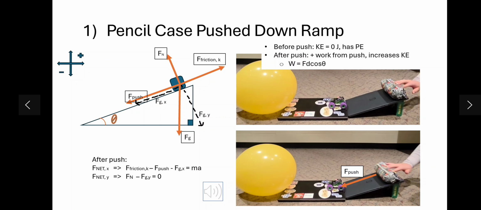Before the push, kinetic energy is 0 and there is gravitational potential energy. And after the push, there is a positive work from the push, which increases kinetic energy. The equation for the work is work equals force times displacement times cosine of theta, where theta is the angle between force and displacement.